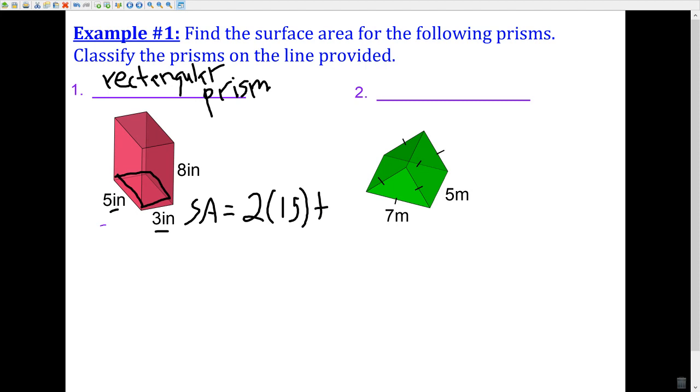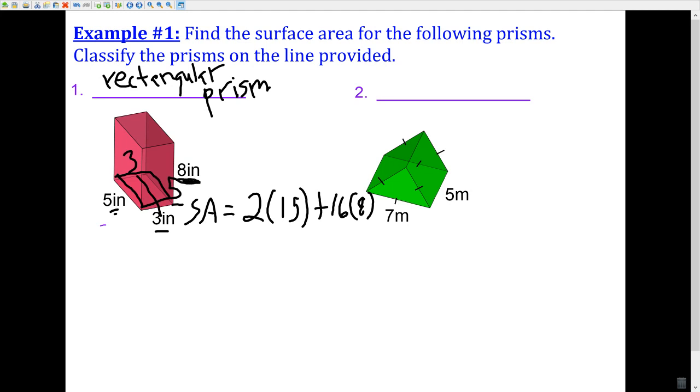Plus the perimeter of that base. So over here should be 5, over here should be 3, right? So we have 5 plus 5 is 10, plus 6, so that's 16. That's the perimeter of the base, times the height, 8, right? The height would be 8 now.